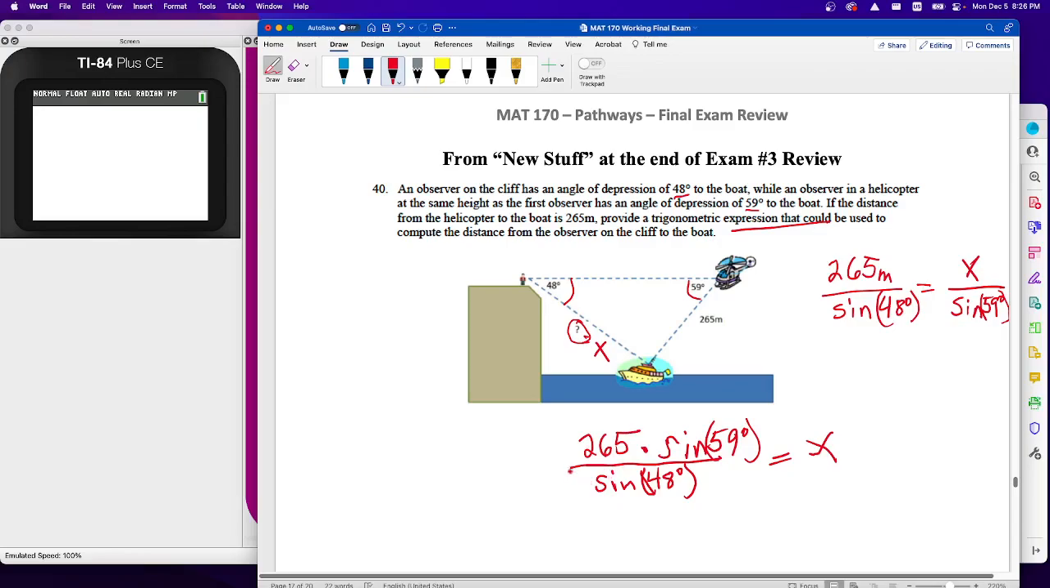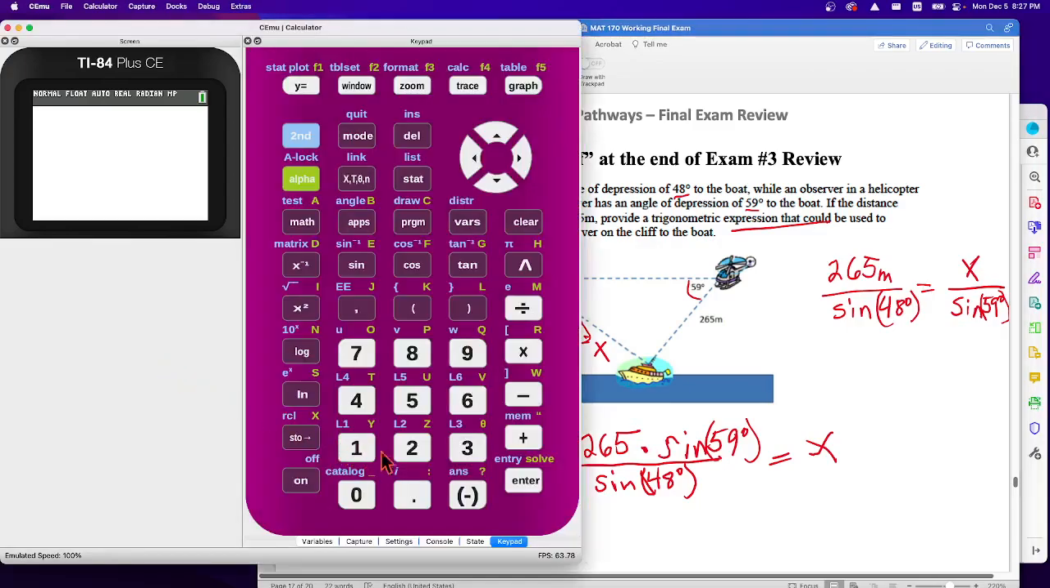But in engineering and such, we might need to figure out what the distance actually is. Maybe this person has, I don't know, rope that they're going to send down to them. For some reason, maybe they just need to know. So we actually need to find the length of this side. We would enter this into our calculator as 265 times the sine.